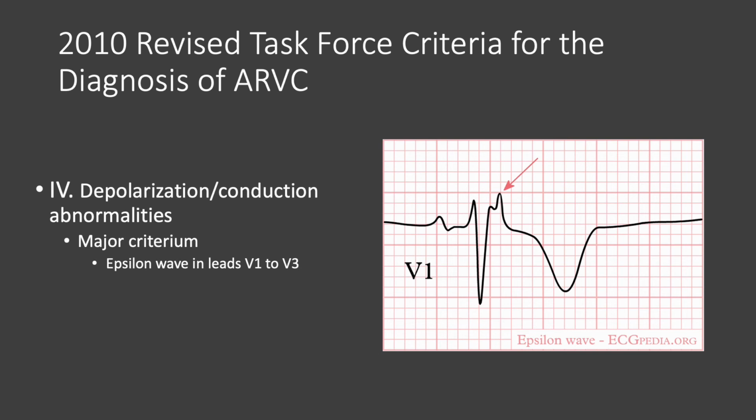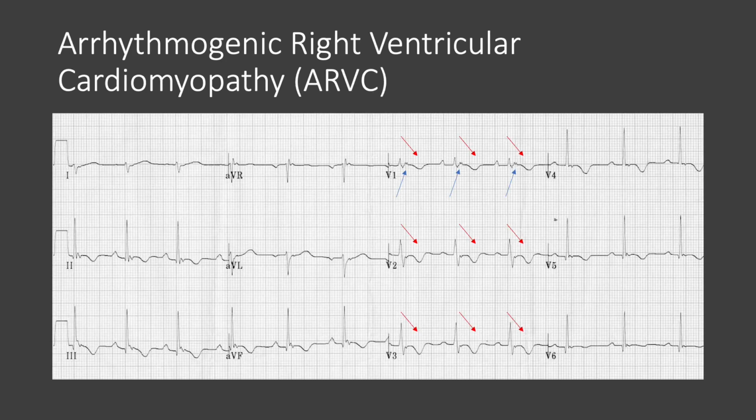This ECG shows the classic depolarization abnormality, which is the epsilon wave. You can see that illustrated in this ECG. There's a red arrow pointing to it. The epsilon wave is usually seen in leads V1 through V3. Now back to our patient with ARVC. You can see in his ECG that I've highlighted the repolarization abnormalities with the red arrows, and I've highlighted his epsilon waves with the blue arrows.